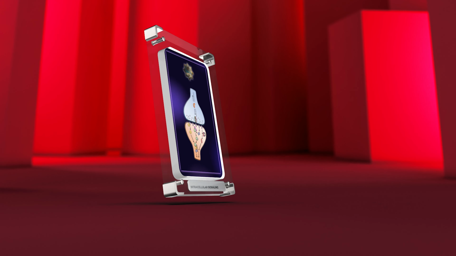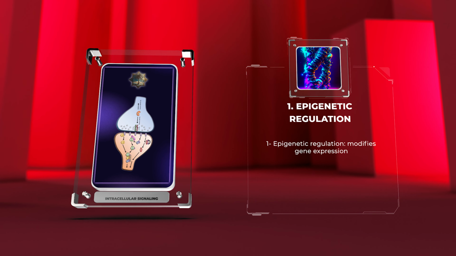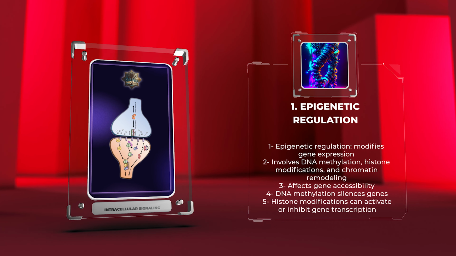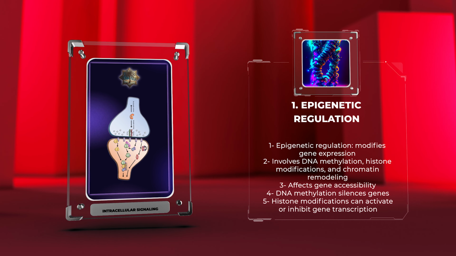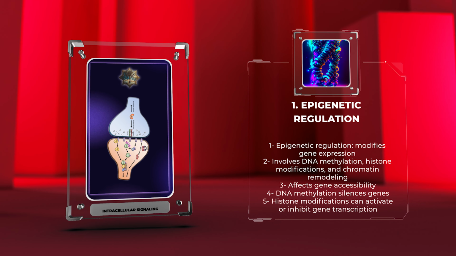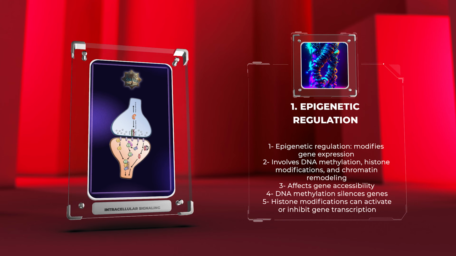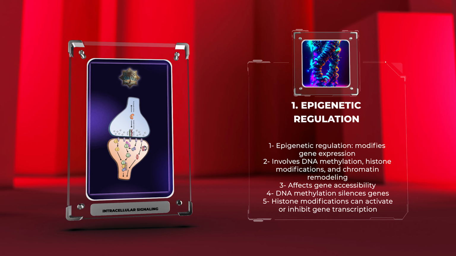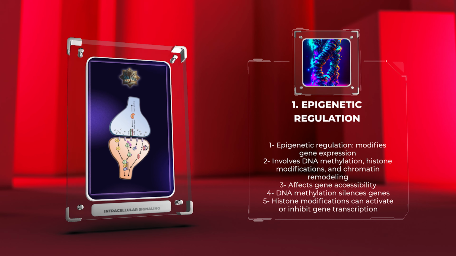Epigenetic regulation modifies gene expression without changing the DNA sequence. It involves DNA methylation, histone modifications, and chromatin remodeling and affects gene accessibility. For instance, DNA methylation silences genes, while histone modifications can either activate or inhibit gene transcription. Epigenetic regulation is important in development, cellular differentiation, and disease progression.